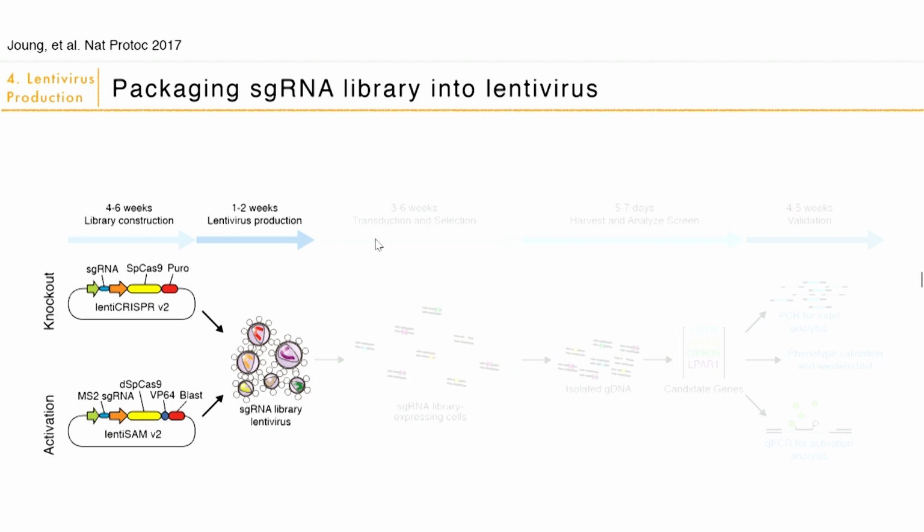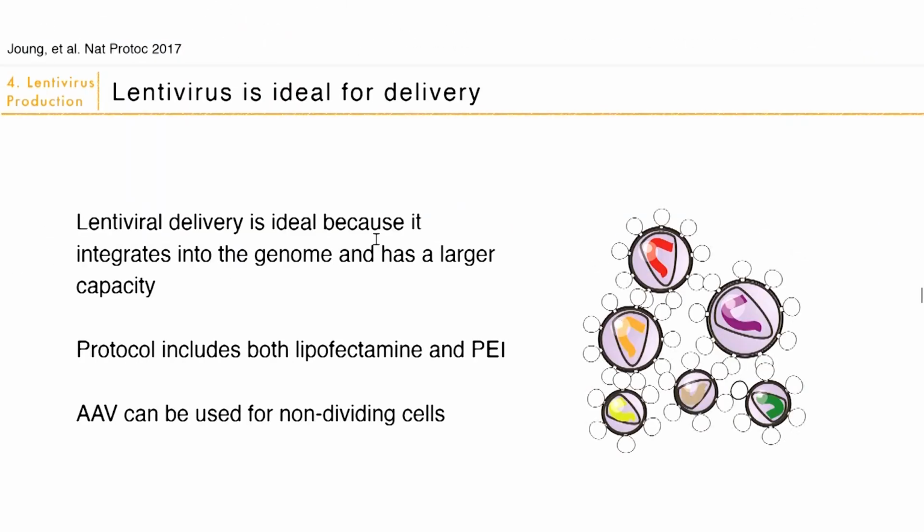So then after NGS verification, we proceed to package the library into lentivirus. And the reason why for screens we always, or almost always, do lentiviral delivery is that the lentivirus integrates into the genome of your cells. So if you're doing a positive selection screen or a negative selection screen where you're trying to measure cell growth or death, then the number of copies of your guide RNA will be representative of how many cells you have from that particular guide.